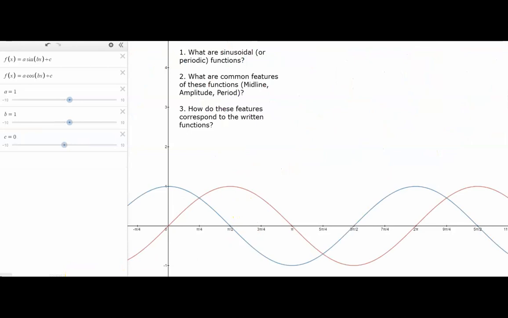All right, so the last thing I want to say is, based off these notes, here's what I tried to hit. I wanted to answer the questions, what are sinusoidal or periodic functions? What are those features that they commonly use? So the midline, amplitude, and period. And how do those features correspond to the written functions? So the ones I really want you to worry about are probably point number 2 and point number 3. If you know those, you'll definitely be able to breeze through the IP in no time flat.